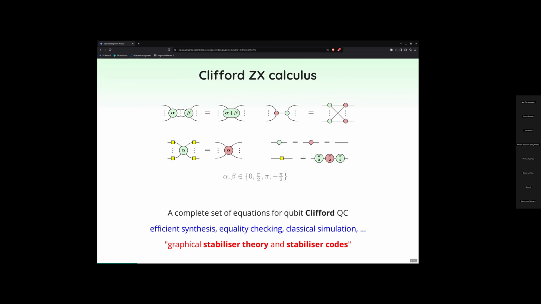I think a useful way to conceptualize Clifford ZX is that this is the graphical version of stabilizer theory and of stabilizer codes. 99.9% of quantum error correcting codes are stabilizer codes, which are normally defined in terms of stabilizer subgroups and things. Clifford ZX is basically the graphical version of that theory, of that framework.